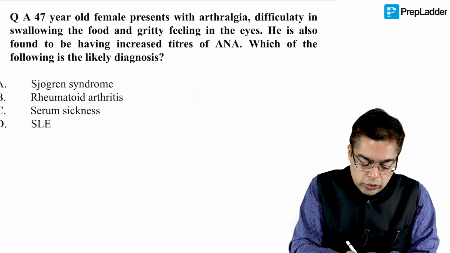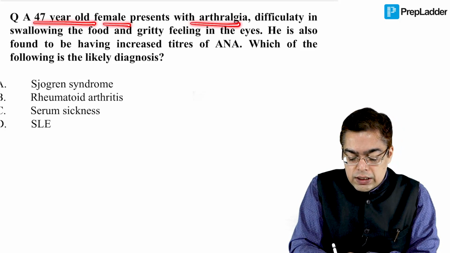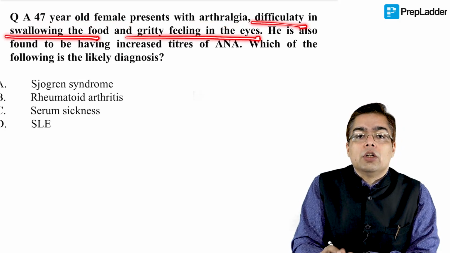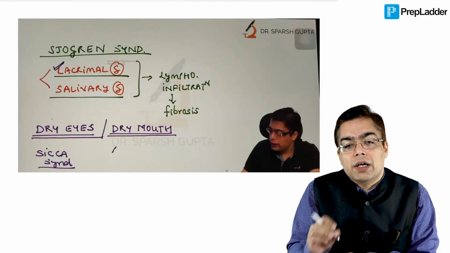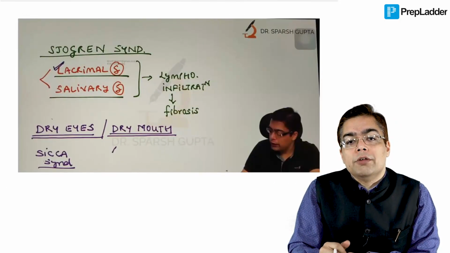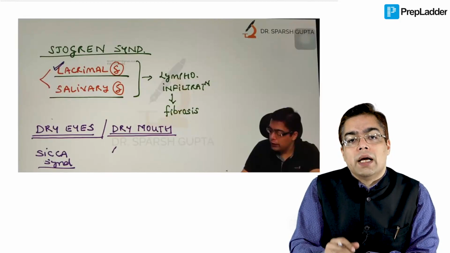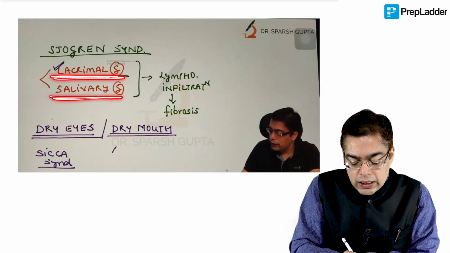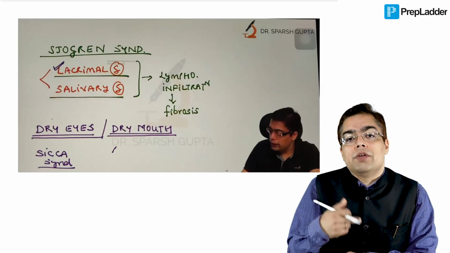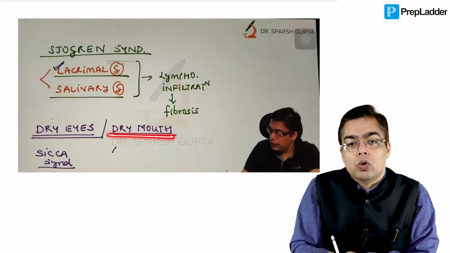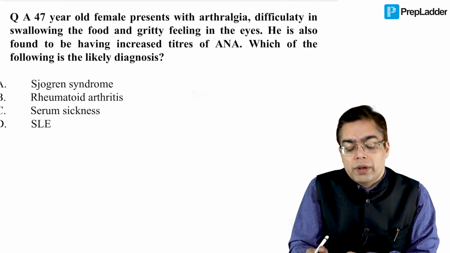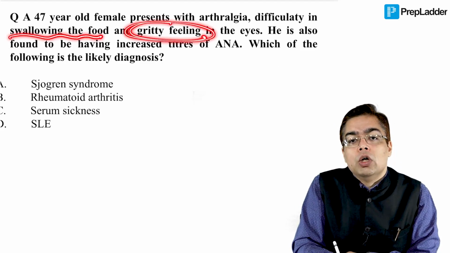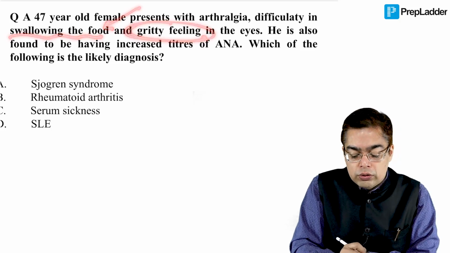Looking at the next question, we talk about a 47-year-old female presenting with arthralgia. She's having pain in her joints, difficulty in swallowing the food and a gritty feeling in the eyes. Now this was an example of a classical history that I shared with you, friends. As and when you are going to be having a lymphocytic infiltration and damage to the glands followed by fibrosis, you are classically going to be having the involvement of the lacrimal and the salivary glands. So you are going to be having a combination of dry eyes as well as dry mouth syndrome. Because of the dry mouth, the patients are going to be having a difficulty in swallowing the food. So the keyword over here was gritty feeling in a female who is having a combination of difficulty in swallowing the food as well.